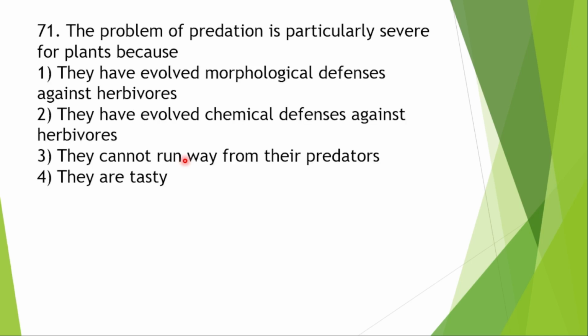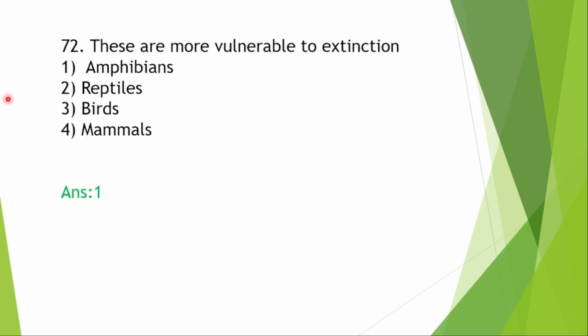Next, 71. The problem of predation is particularly severe for plants because they have evolved morphological defenses against the herbivores, they have evolved chemical defenses against the herbivores, they cannot run away from their predators, and they are tasty. Right option is option 3. 72. Which of these are more vulnerable to extinction: amphibians, reptiles, birds, or mammals? That is, amphibians are vulnerable.